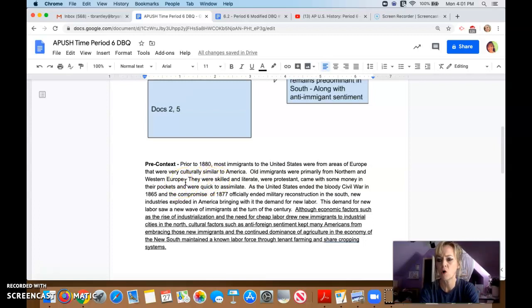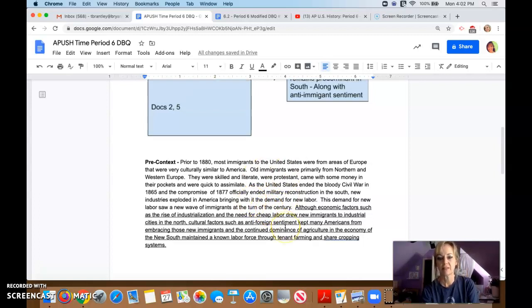Remember that acronym WASP, White, Anglo-Saxon, Protestant. They were skilled and literate. They were Protestant. They came with some money in their pockets and were quick to assimilate. As the United States ended the bloody Civil War in 1865 and the Compromise of 1877 officially ended military reconstruction in the South, new industries exploded in America, bringing with it the demand for new labor. This demand for new labor saw a new wave of immigrants at the turn of the century. Okay, so that's my pre-context, and then I have my thesis statement.